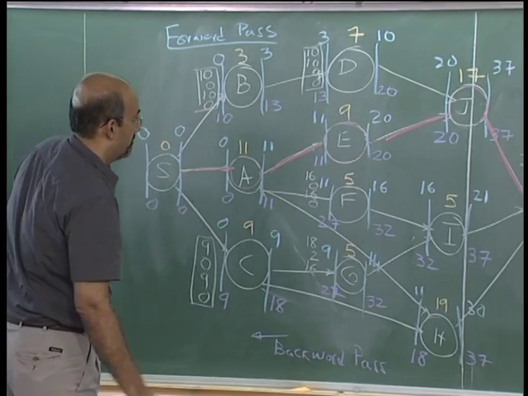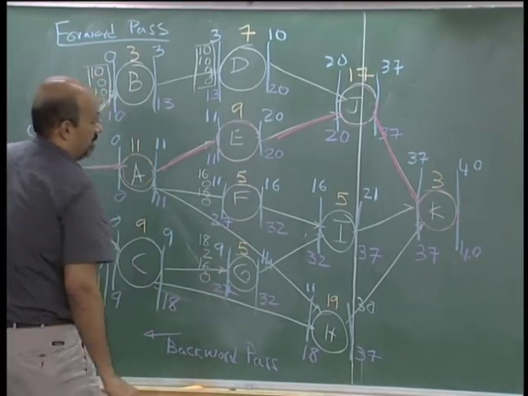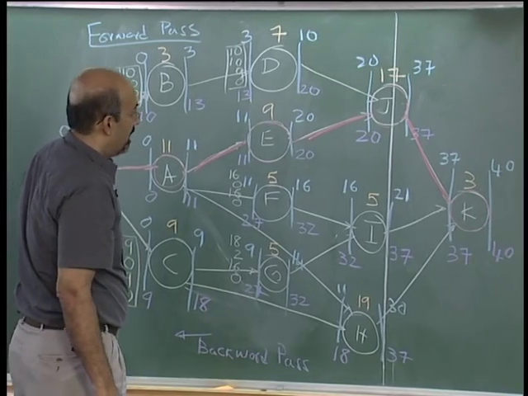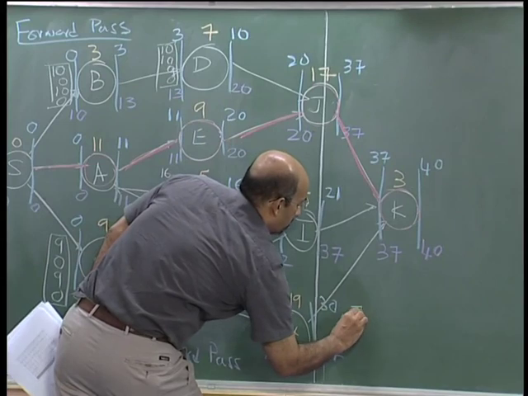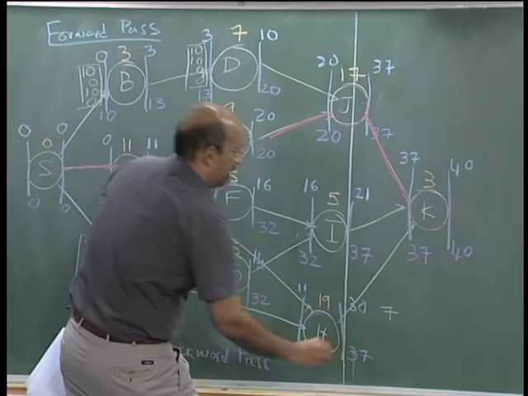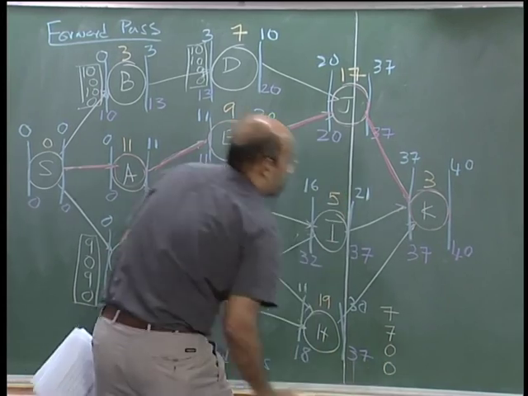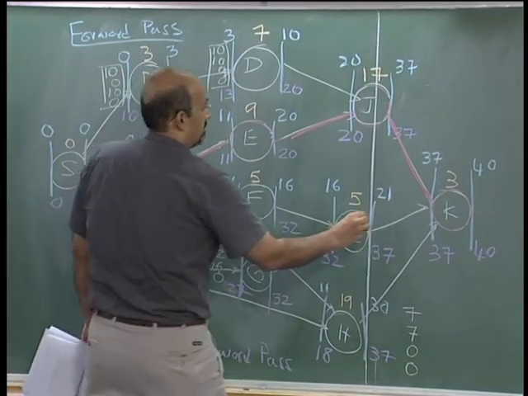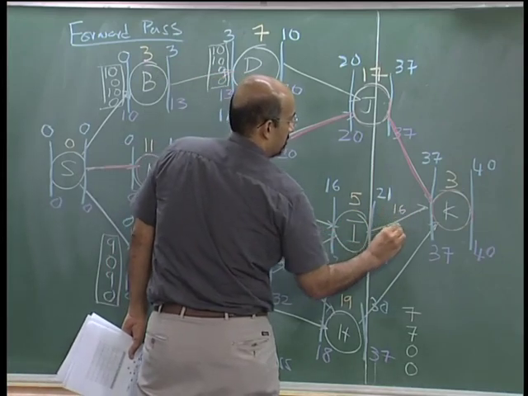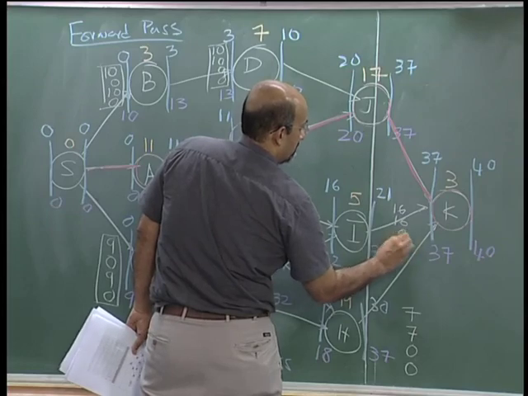Okay. So that's again negative 0. We come to H, 7. See, free float of 7, 0, 0. Okay, I 16, free float 16, 0, 0.